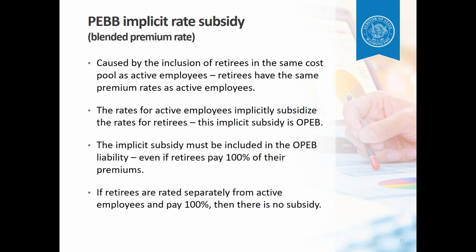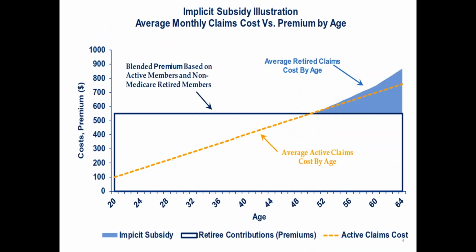Let's see, in the state plan there is, and I've got a very good chart here, I think, that explains it. I took this, once again, from the 2018 OPEB Actuarial Valuation Report. Now I want you to look at that horizontal black line there. That's the blended premium rate for active members and non-Medicare retired members. It's about $550 there. So that's what the employer pays, about $550 a month.